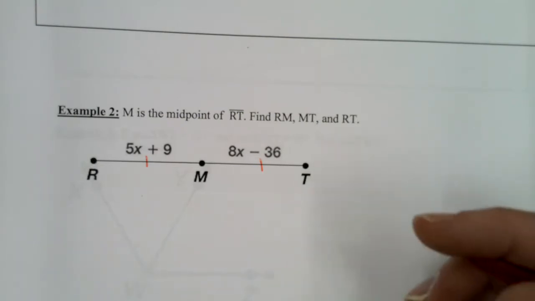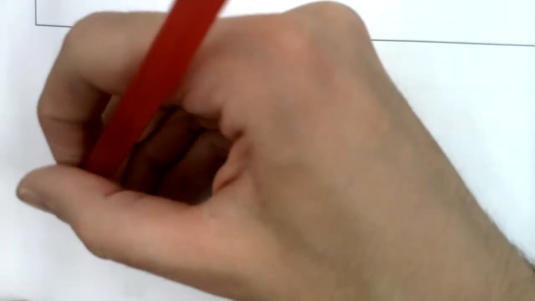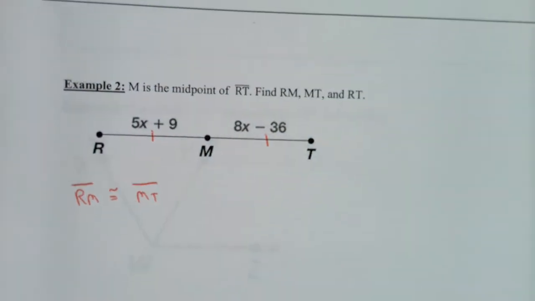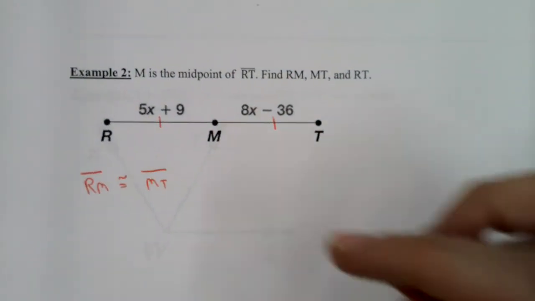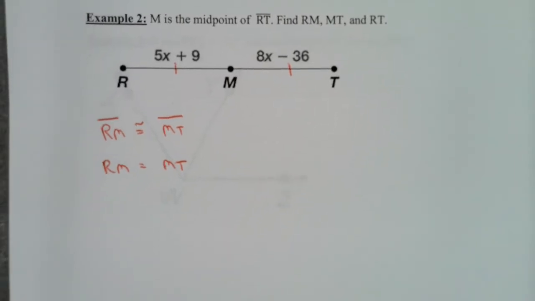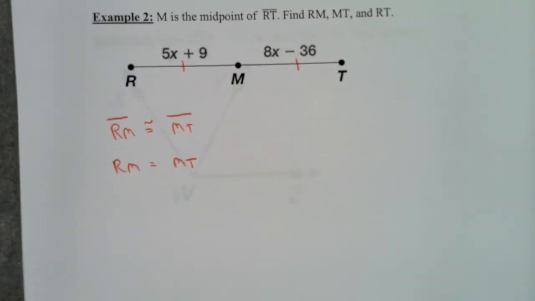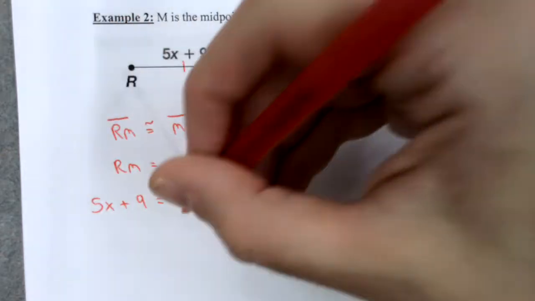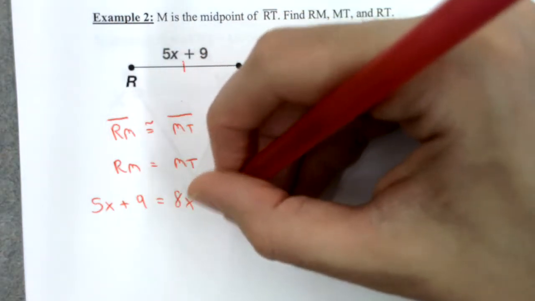Since it's a midpoint, it means that segment RM is congruent to segment MT. Since it's congruent, it means that the measures are equal. So RM equals MT. Now you don't have to write that on a test or quiz, but that's what I'm doing out. So I'm doing 5x plus 9 equals 8x minus 36.